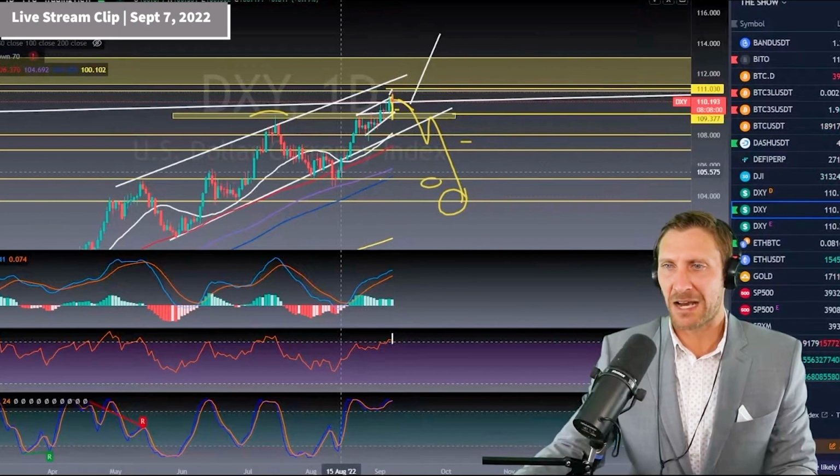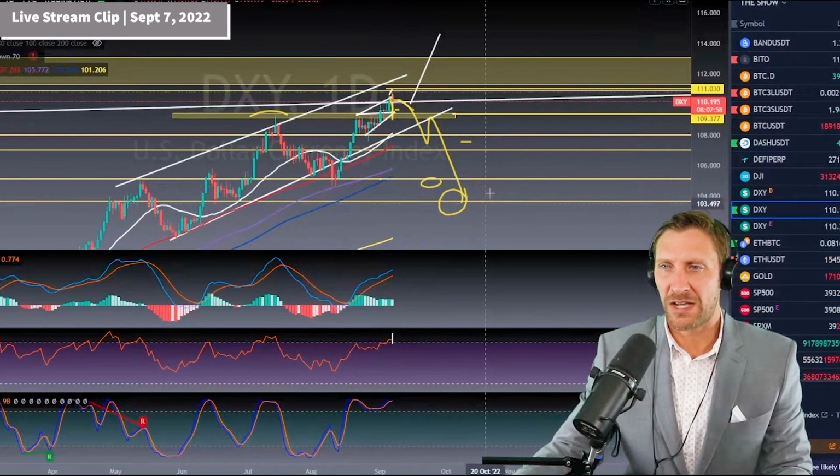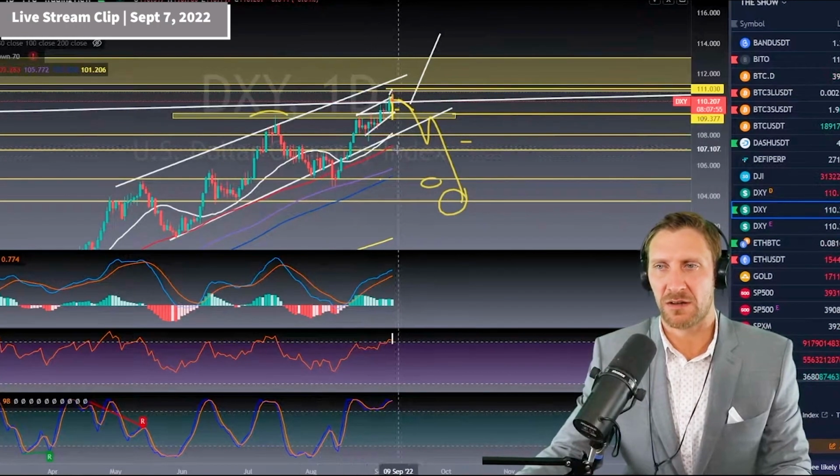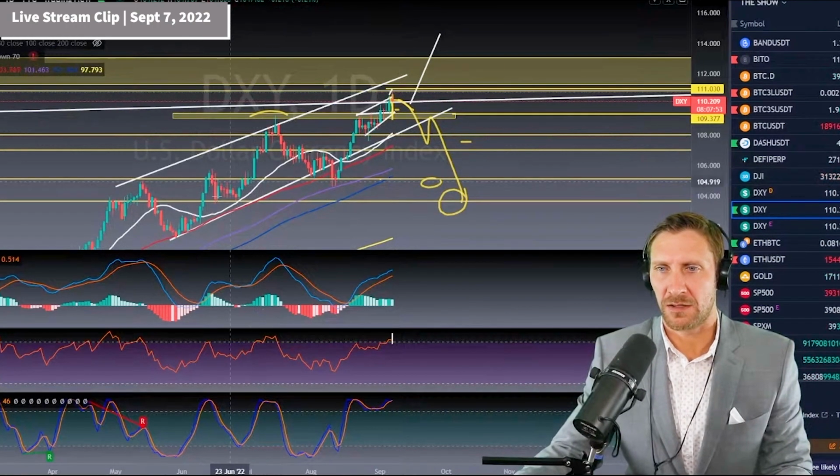So it's got to break. It's got to make a lower low. We've got to see the dollar down here. It's got to break trend. So low, high, and this is trend analysis.